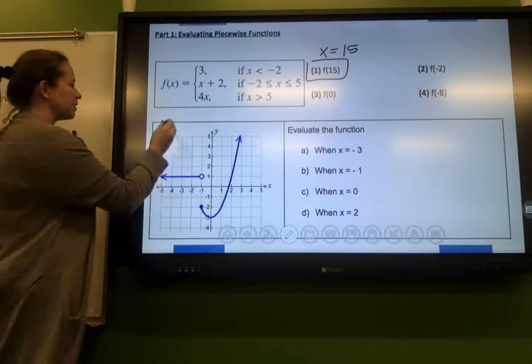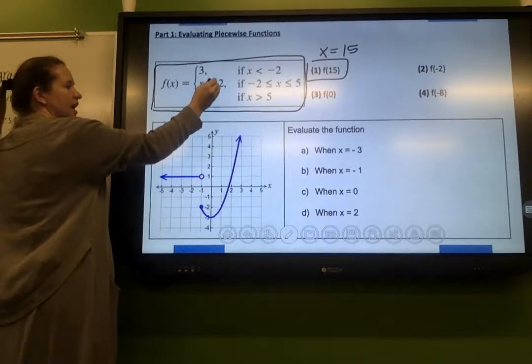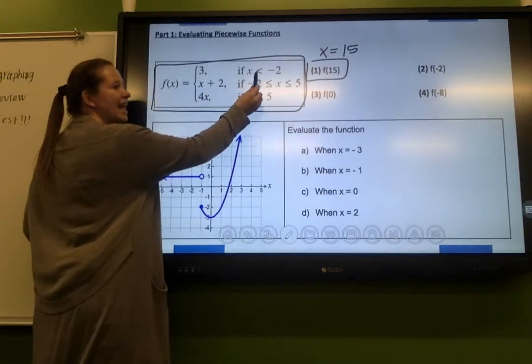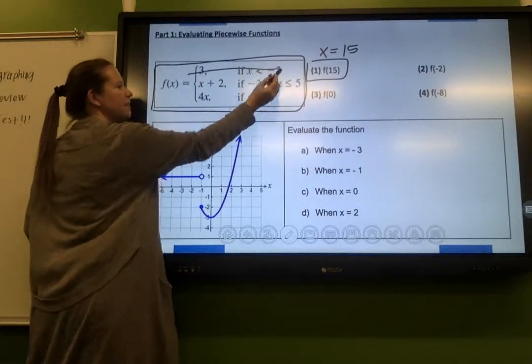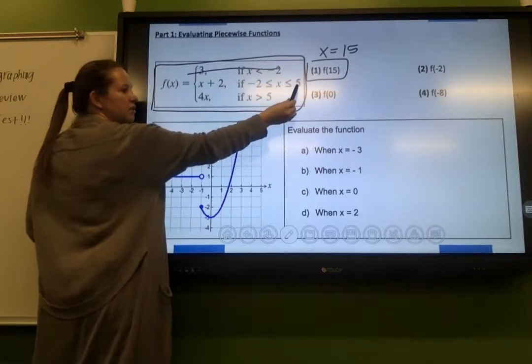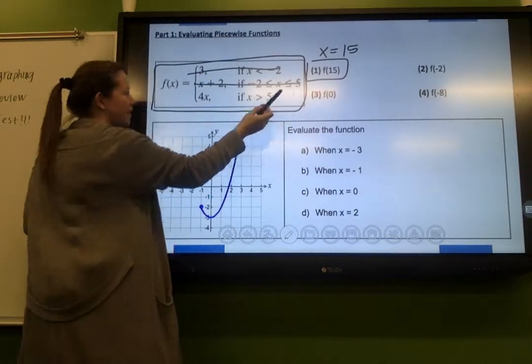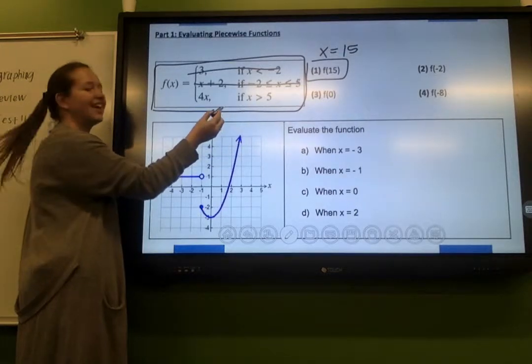So come over here to our piecewise function. And we got to figure out if we should use the first one, the second one, or the third one. Which equation do you guys want to plug in 15 to? First, second, or third? The first one. Okay, the first one is only when x is less than -2. Is 15 less than -2? Nope, can't use the first. The second one is if it's in between -2 and 5. Is 15 in between -2 and 5? No. And then the last one is if x is greater than 5. Is 15 greater than 5? It is, of course it is.